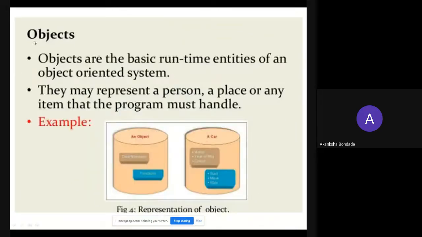Objects are the basic runtime entities of an object oriented programming. They represent a person, a place or any item that the program must handle. An object is declared in the main program. Okay, and this is an example of an object.